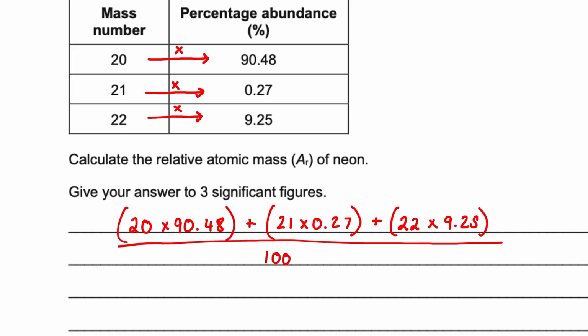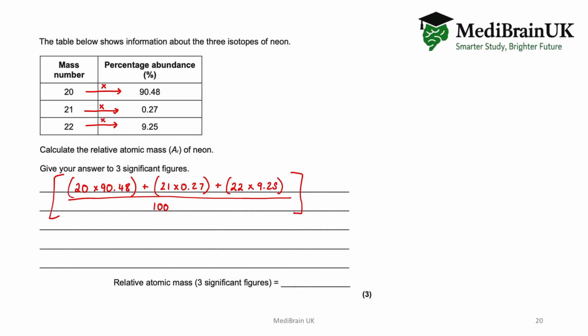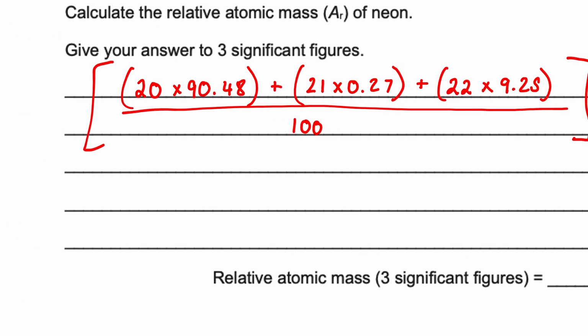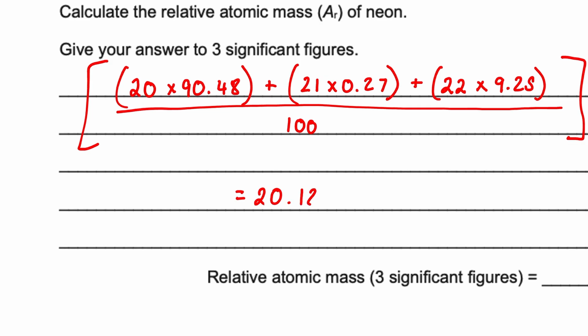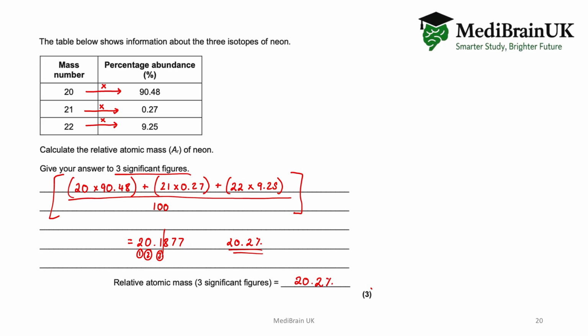This you can just type into your calculator, and once you've typed it in, you will get an answer of 20.1877. It says give your answer to three significant figures. So we would just round it to 1, 2, 3, cut it off there, the 8 rounds up, so it's going to be 20.2% as your final answer. So the relative atomic mass is 20.2%, and that's going to be worth 3 marks.